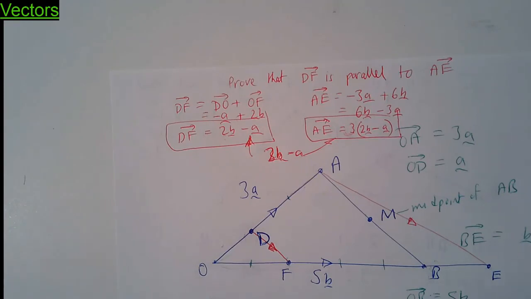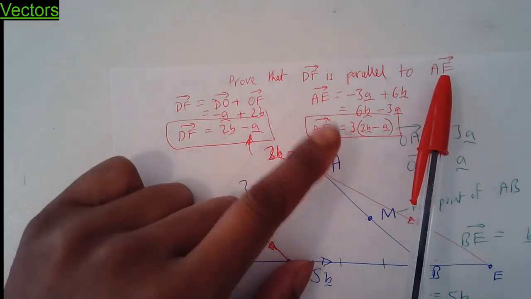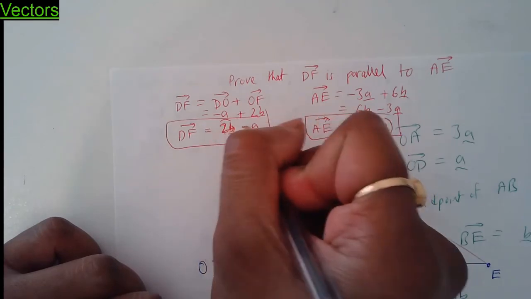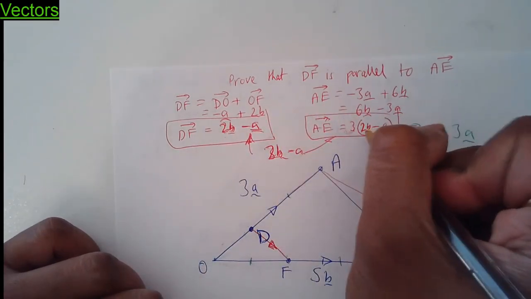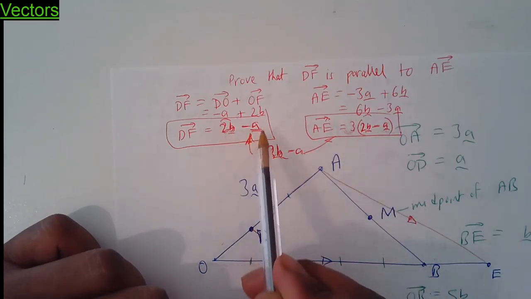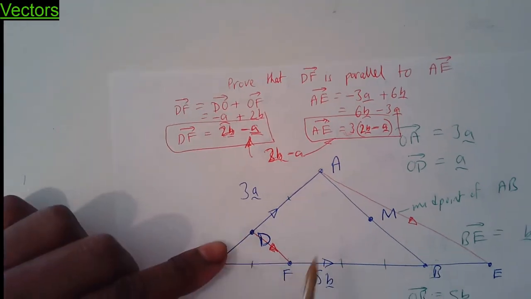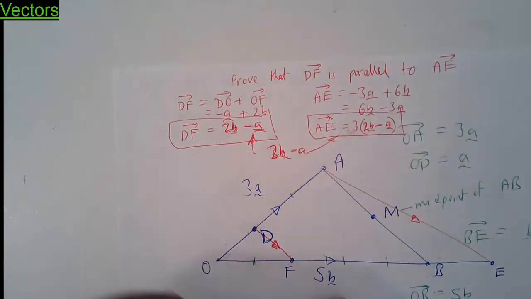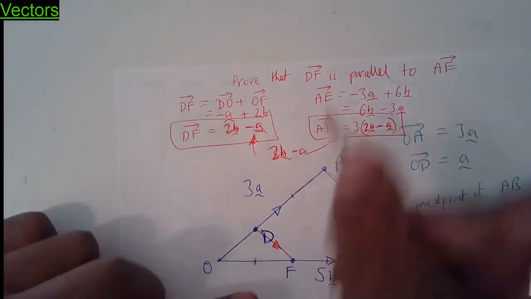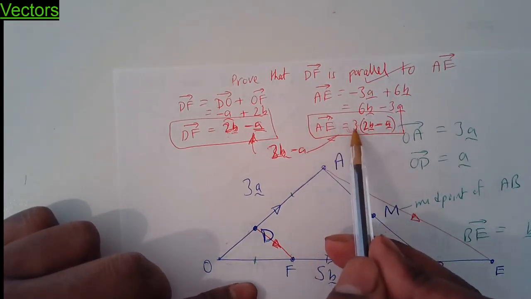Now let's have a look at the original problem. Prove that D to F is parallel to A to E. If you look at this part here, let me just highlight that for you. Look, same vector, 2b minus a, 2b minus a. That means both vectors, D to F and A to E, are in the same direction. Therefore, if they're in the same direction, that means they're parallel. Except that this one, A to E, is 3 times as big. That's all it is.